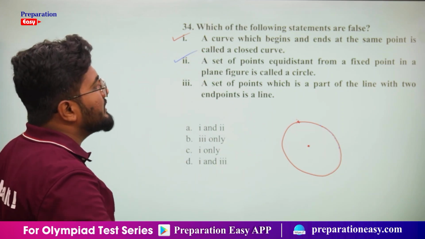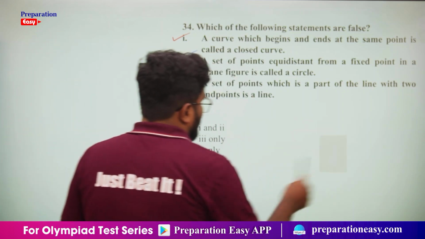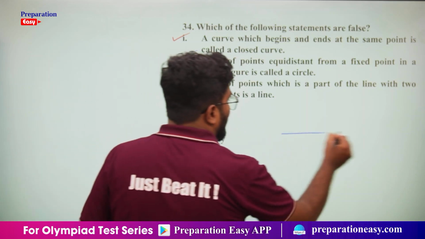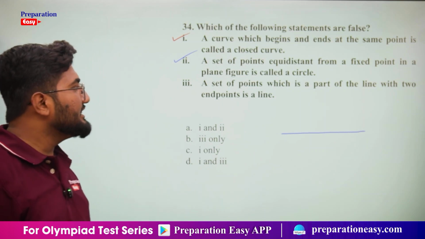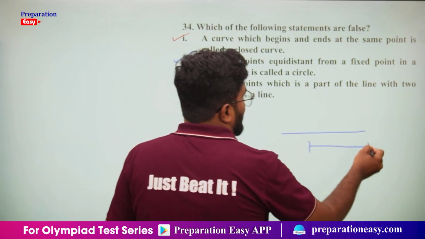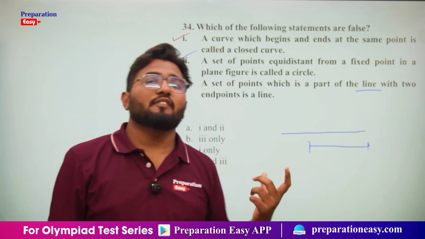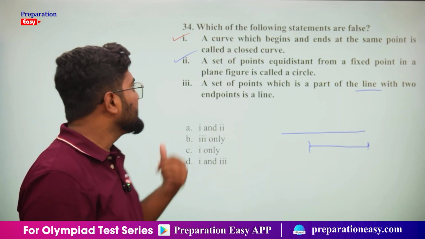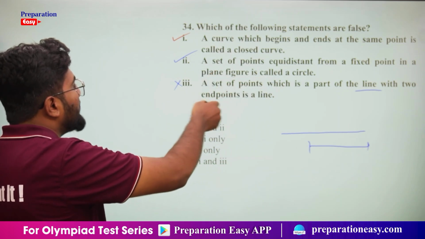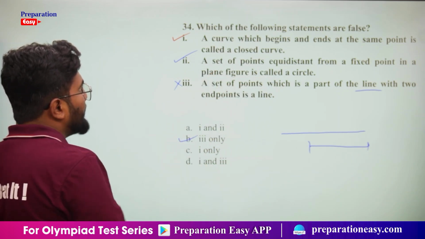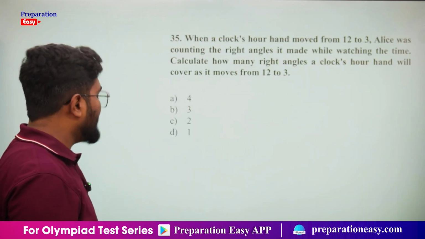A set of points which is a part of a line with two endpoints is a line. In the previous question, I had said that a line does not have any endpoints, but a line segment does. But here it says a line with two endpoints; a line does not have any endpoints. So the third would be wrong. What we have to find is the false statement. The false statement is the third only, option B. Okay, move towards the next question. Question number 35.